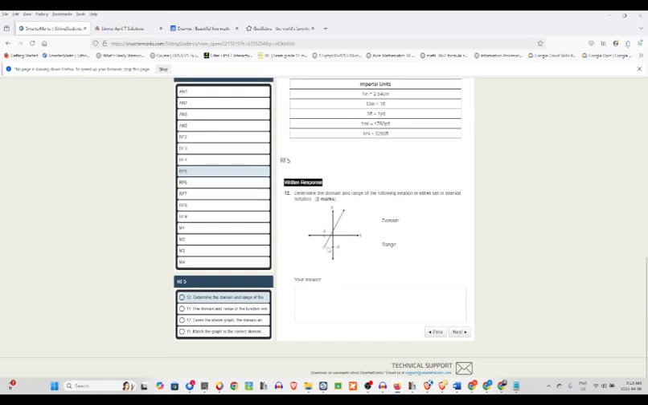So here our x is greater than negative 2. It is not equal. It's not greater than or equal to, because then that dot would be filled in. And our range is greater than negative 3.